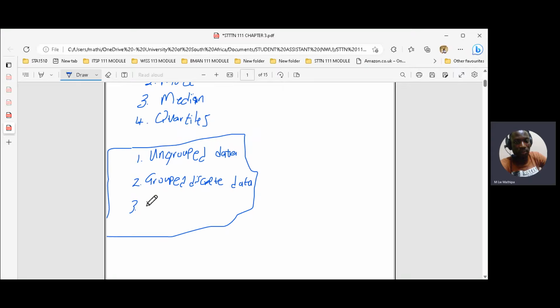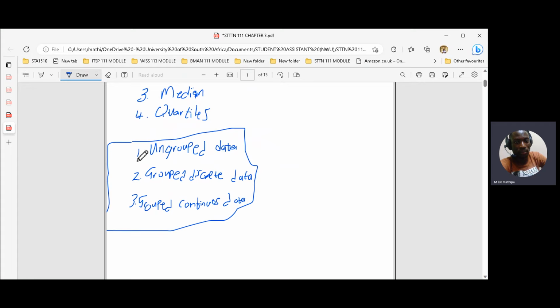Then the last one, we have grouped continuous data. Done with this one. We can say now that we have three types of data: ungrouped data, grouped discrete data, and grouped continuous data.